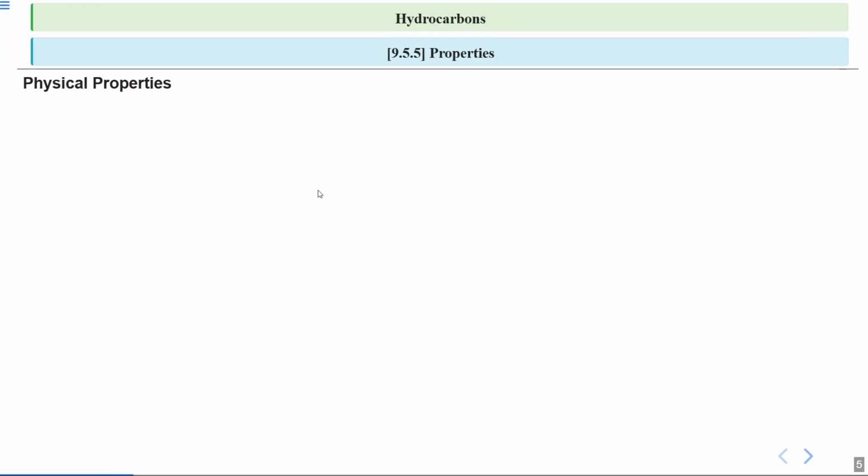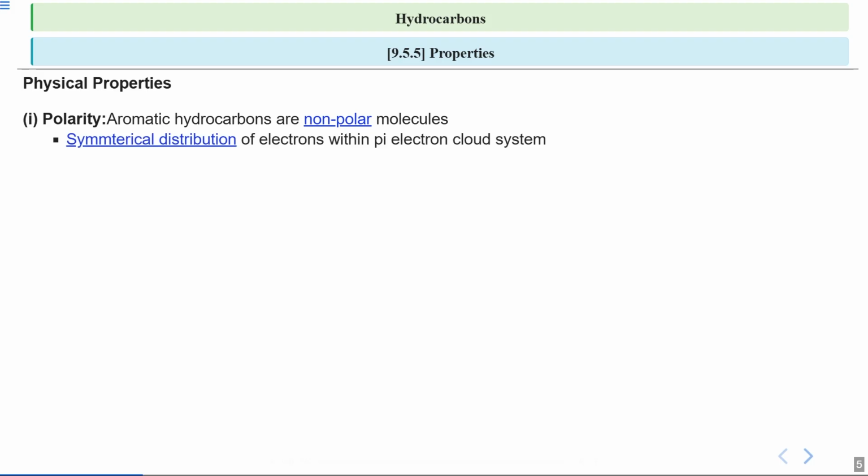Now, starting with the physical properties of aromatic hydrocarbons. We will look at what makes these molecules unique, especially in terms of their polarity and solubility. As we go through each property, pay attention to how the structure of these molecules affects their behavior in different environments. Starting with polarity, aromatic compounds are considered non-polar molecules. This means that their overall charge distribution is balanced. So they don't have distinct positive or negative ends like water does.